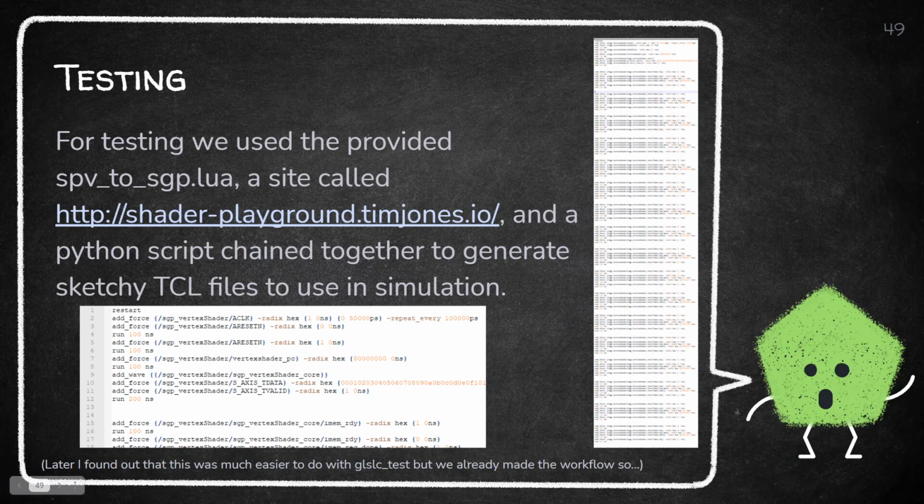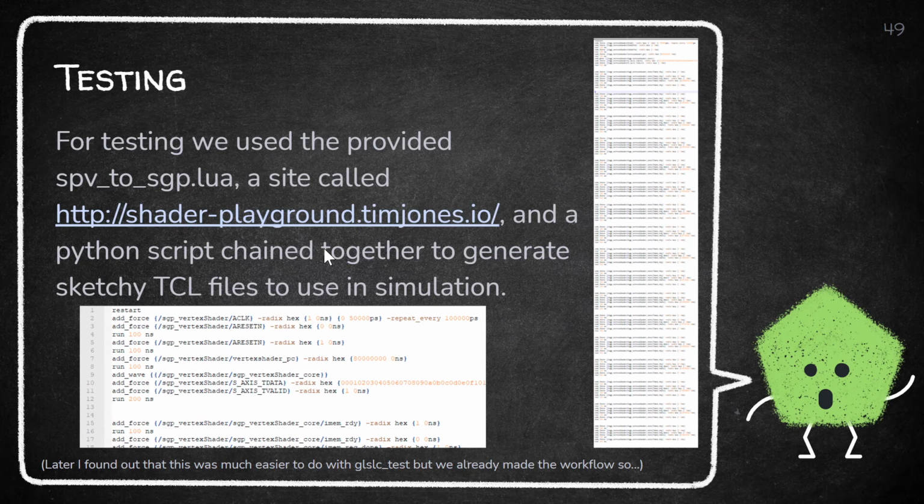So I guess with testing, we used the actual raw SPV to SGP Lua file at first, because this was really, really early on. And I found a site that lets you look at different types of compilations for the SPIR-V bytecode. And we would take that and run it through the Lua file, and then I would have the dump binary enabled, and so just copy that hex value and run it through a Python program. And so I kind of semi-automated this whole thing near the end.